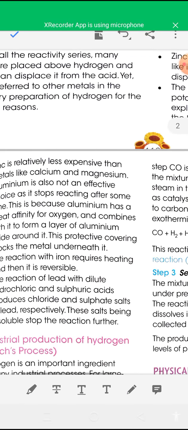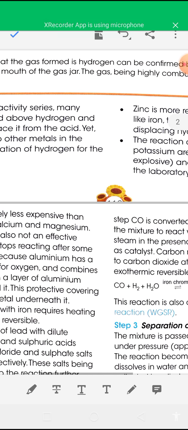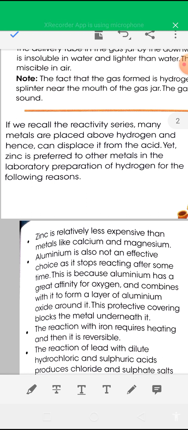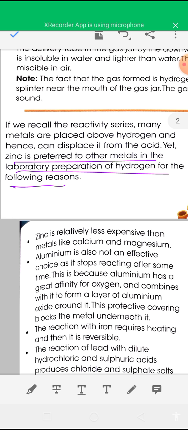Now see some points regarding the laboratory preparation of hydrogen, given here as notes. Why is zinc preferred over other metals? There are many metals, you know that: sodium, potassium, magnesium, all these reactive metals are also there, iron, aluminium also. But why is zinc preferred to other metals in the laboratory preparation of hydrogen? Zinc is the preferred metal for the following reasons.